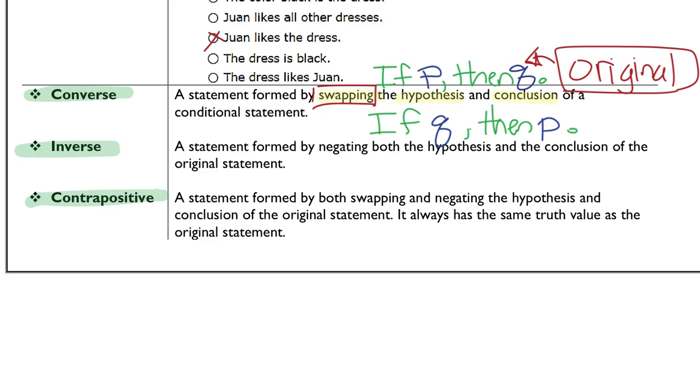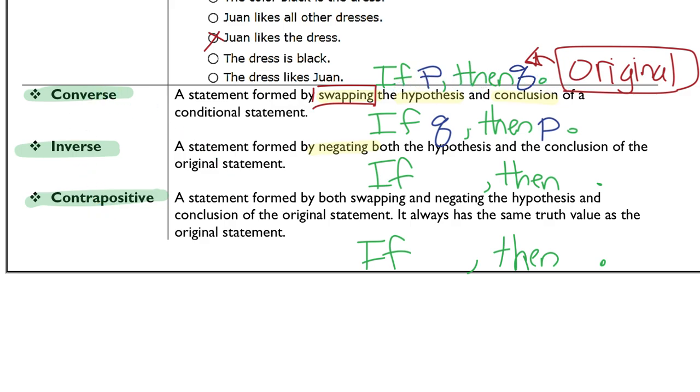Now, the next two are very similar. We're still doing if and then, and we're going to use our P's and Q's. In this case, the inverse is negating both the hypothesis and the conclusion. The key word here is negating. We're just saying the opposite of the original. We always go back to the original. So for all of these three, we focus on the original and negate it.